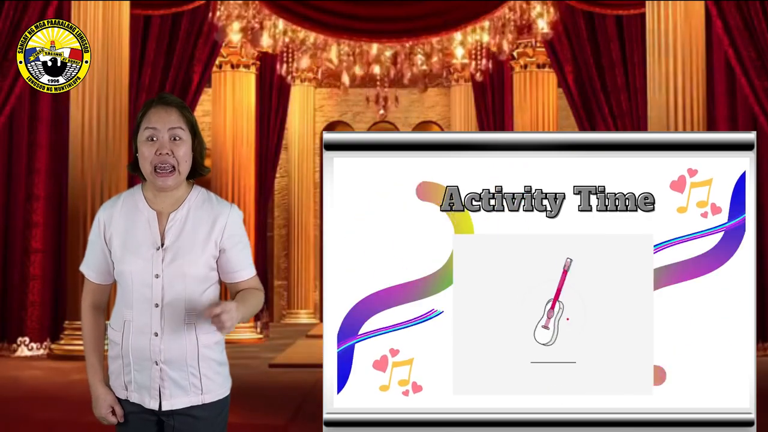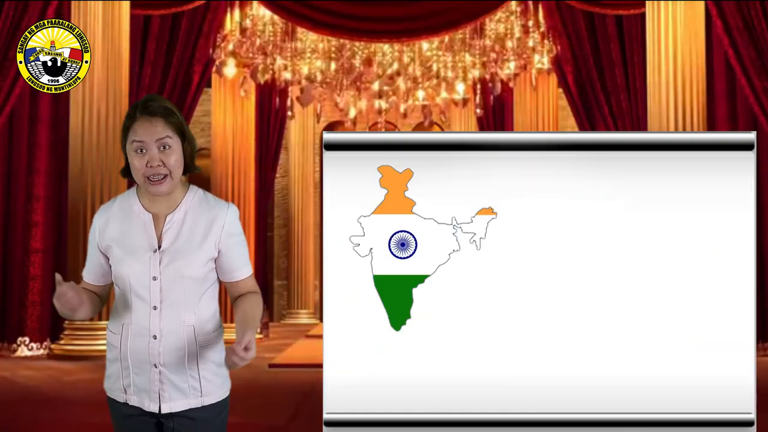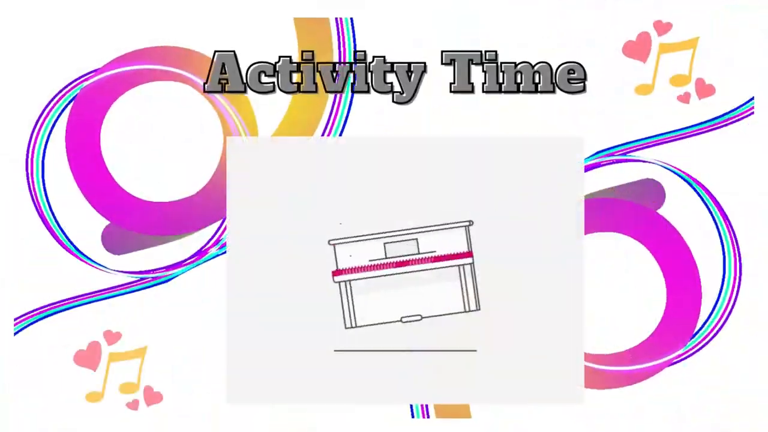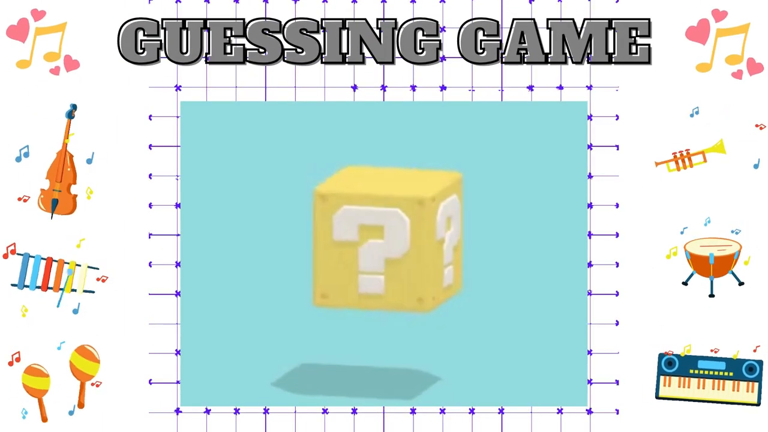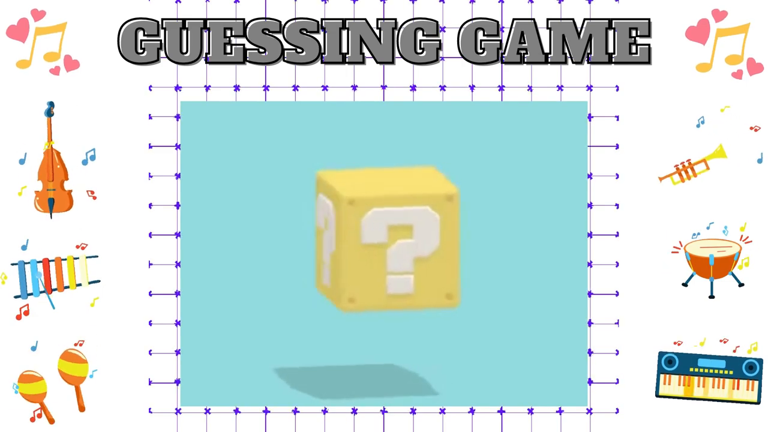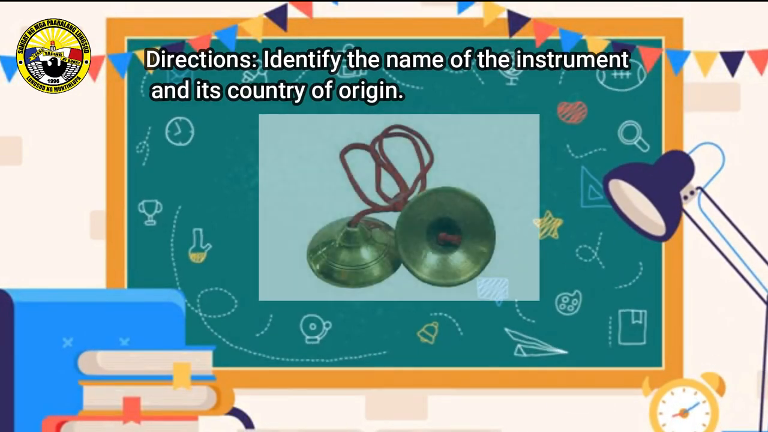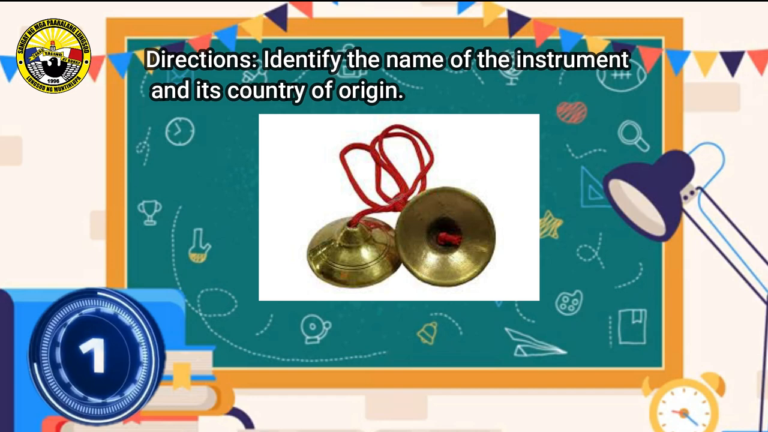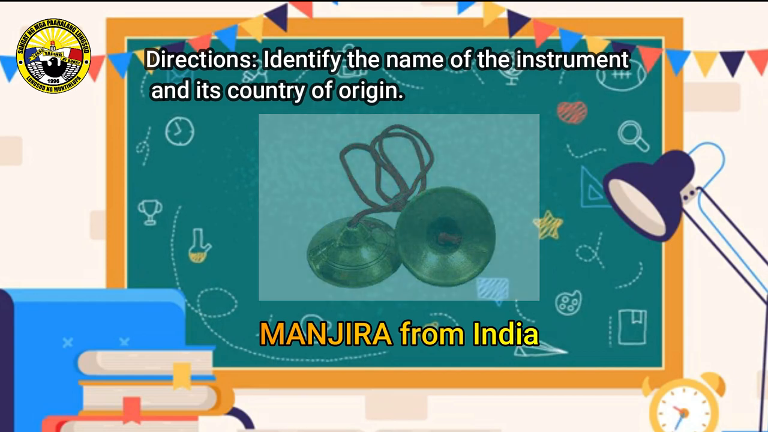Before we start, let's have a short recap on our previous lesson about the traditional instruments of India, Pakistan, and Israel. Can you name the instruments and from what country it came from? Correct! It is the manjira from India.